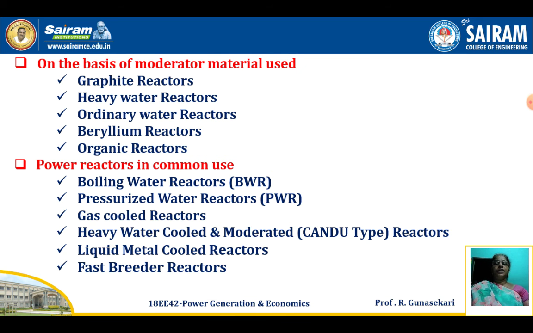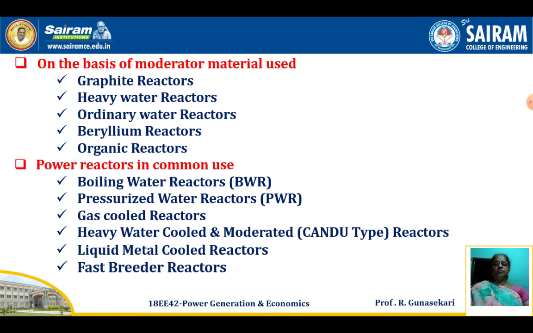The next classification is on the basis of moderator materials used. So graphite reactors, heavy water reactors, ordinary water reactors, beryllium reactors, organic reactors. Graphite is used as a moderator material. Heavy water means D2O, already we studied about it. Then ordinary water reactors, beryllium reactors, organic reactors. Based on the type of moderator material used in the nuclear reactor, the nuclear reactors can be classified into 5 types.